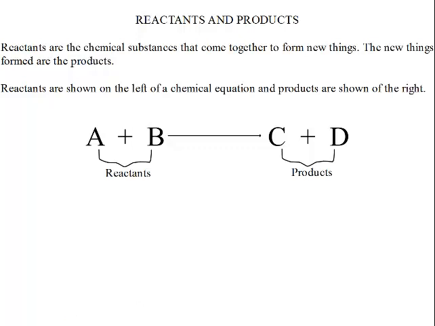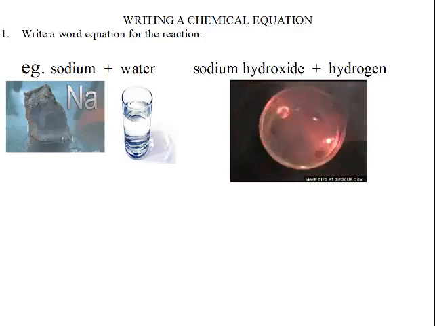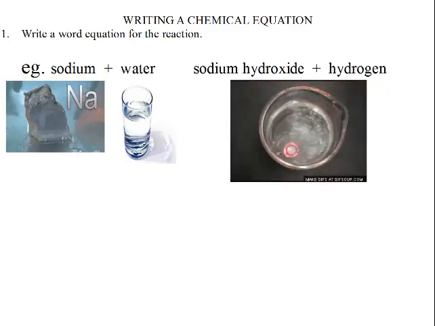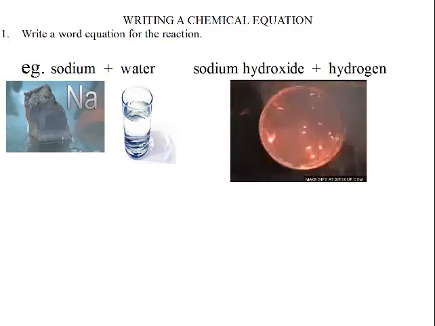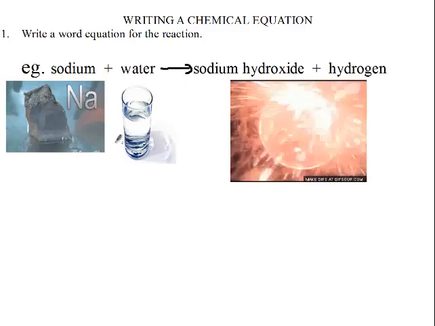Now, we've seen what a chemical formula is. Let's see how chemical formulas are written, or how a chemical equation is written. Now, write a word equation for the reaction. Sodium plus water will give us sodium hydroxide plus hydrogen gas. Now, the arrow was missing.